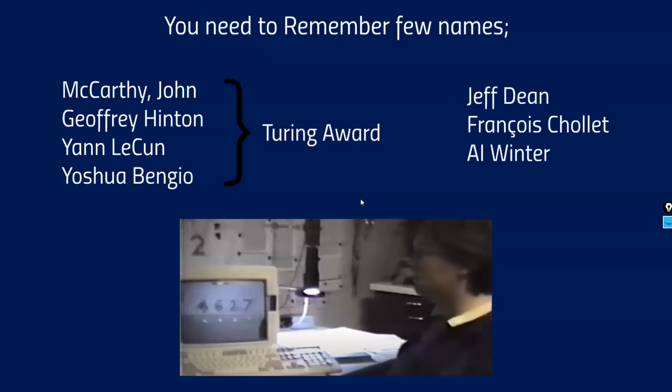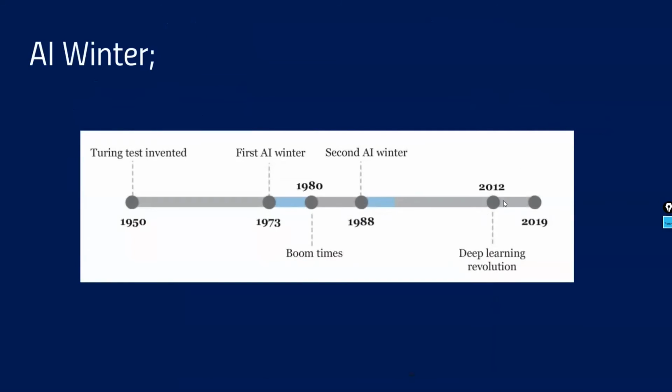And then yeah, the real big breakthrough was around 2012, I guess. So let me check the graph. Yeah, it was 2012. So you can check the timeline. The Turing test was invented in the 1950s, and the first AI winter happened around 1978, and then it continued till 1980. And it was called boom times because they were receiving a lot of investment. At the same time, they were doing a lot of research.